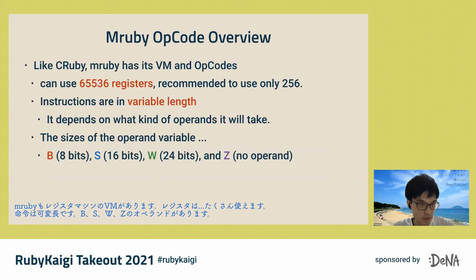I'll explain MRuby's opcodes in the next session. Like CRuby, MRuby has its VM and opcodes, but the VM is a register machine. It can use 65,000 registers, but it is recommended to use only 256. Instructions in MRuby have variable lengths. For each instruction, the length depends on what kind of operand it will take. The size of the operand variables are 8 bits for B, 16 bits for S, 24 bits for W. If there is no operand, use Z.